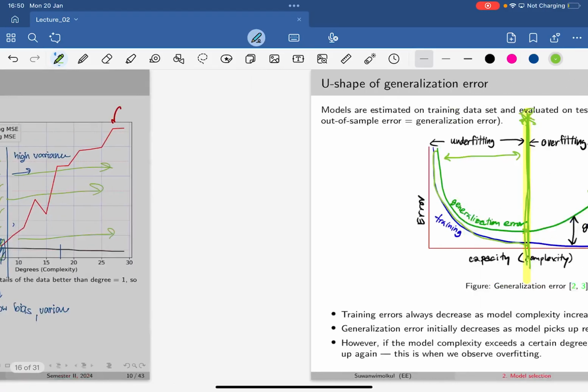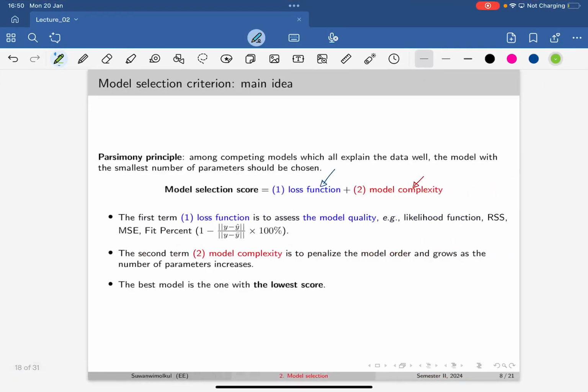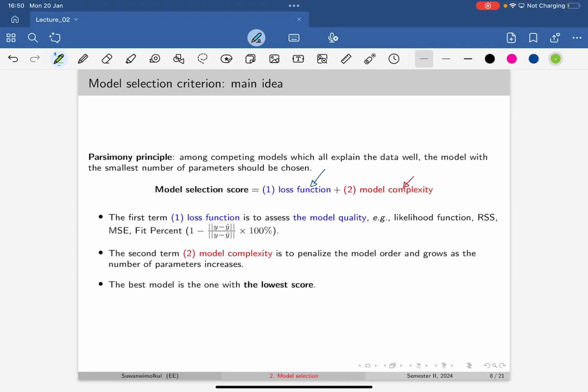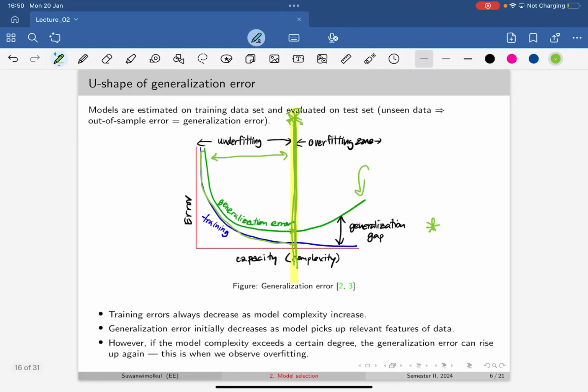I guess my battery is nearly running out again. Okay, this one will go really briefly. So that is about mean square error.